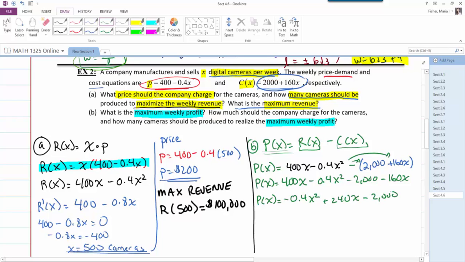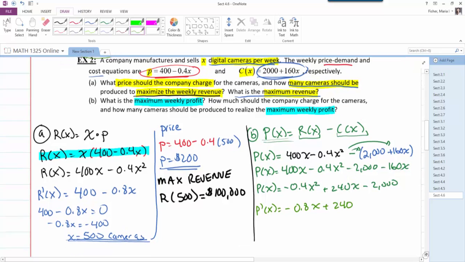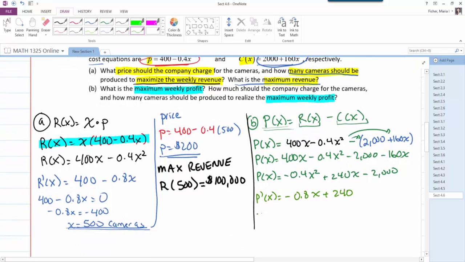So I need to maximize my profit, which means I need to take the derivative of my profit function. So P prime of x would equal negative 0.8x plus 240. Now I need to set this equal to 0 and solve for x. So negative 0.8x plus 240 is equal to 0. Subtracting 240 from both sides, I get negative 0.8x is equal to negative 240. Dividing both sides by negative 0.8, and I get that x is equal to 300 cameras. So 300 cameras would have to be sold in order for us to maximize our weekly profit.